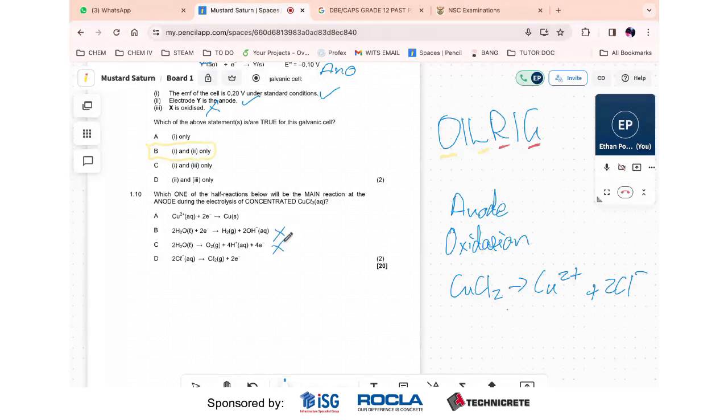And we just want to analyze A and D. Copper 2 plus plus 2 electrons going to copper solid. That is gaining electrons, and we remember we said gaining electrons is reduction, not oxidation. So this is wrong. And then at the bottom, 2Cl minus going to Cl2 gas plus 2 electrons. So this is a loss of electrons, which is correct for an oxidation reaction. So this is the correct answer. This is the oxidation we can expect at the anode. And that concludes the multiple choice section.